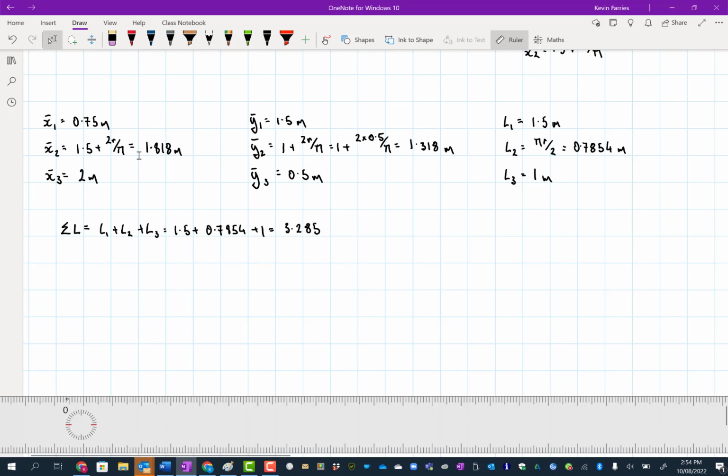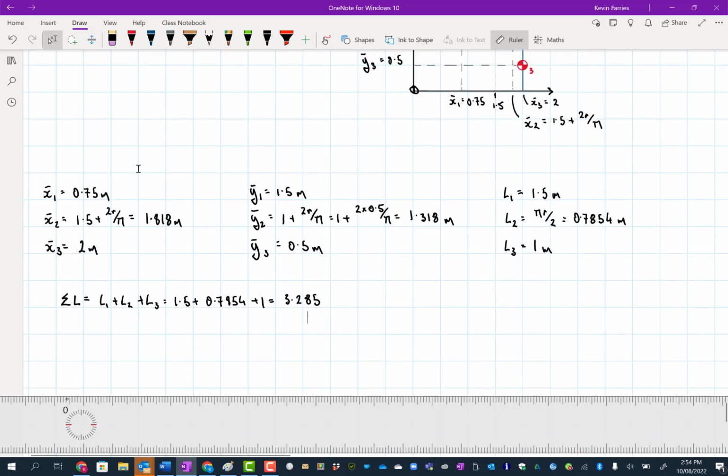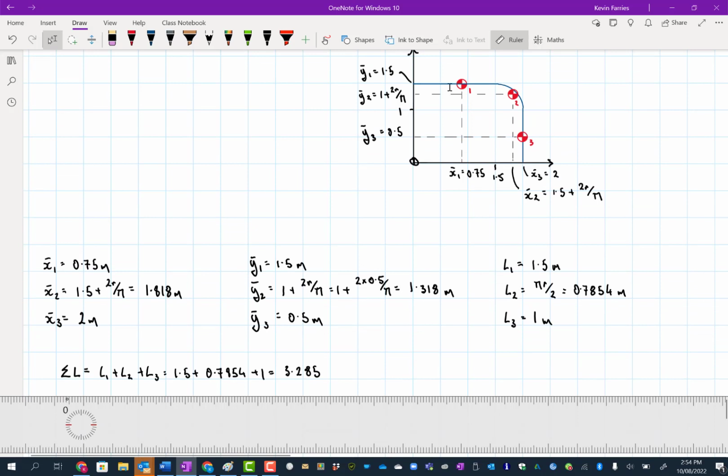Okay, so I've calculated the positions of the centroids of each of those lines or curves, so each of those curvilinear shapes. I've got the x coordinate of each of them, the y coordinate of each of them, and I've calculated the length of each, just using the formula from the cheat sheet, and calculated the length of that one as well. So now I'm going to start adding them together. I've added together the lengths.